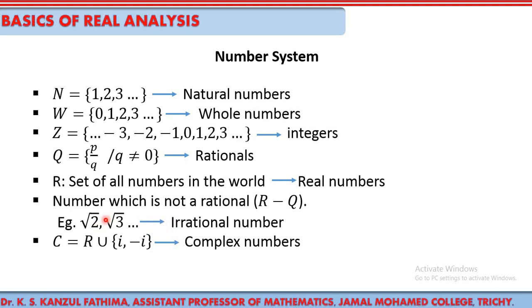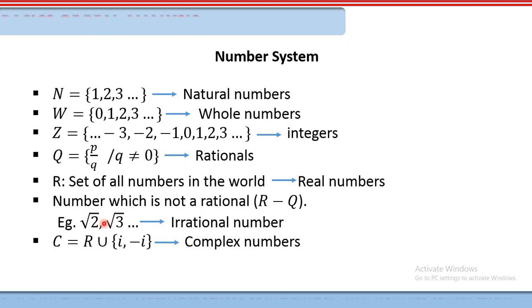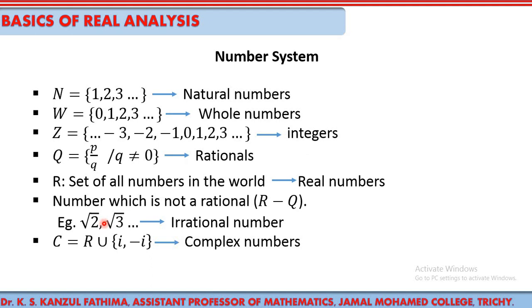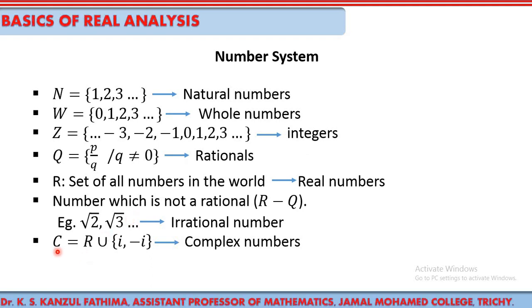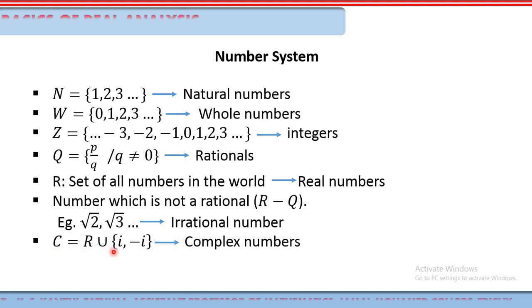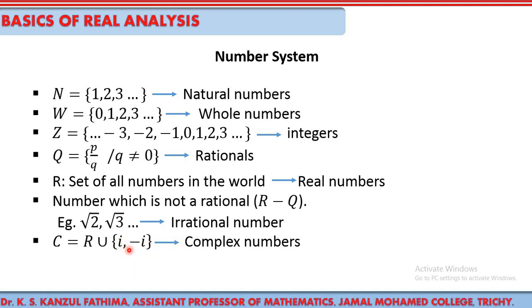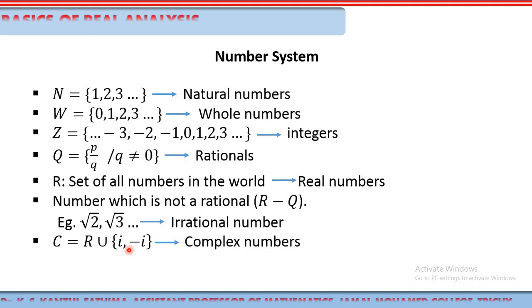If there exists a negative number under the root, then it does not represent a real number. And hence, we can extend the real numbers into complex numbers. A complex number means C equal to R union i and minus i. i means square root of minus 1. Okay, square root of minus 1 equal to i.